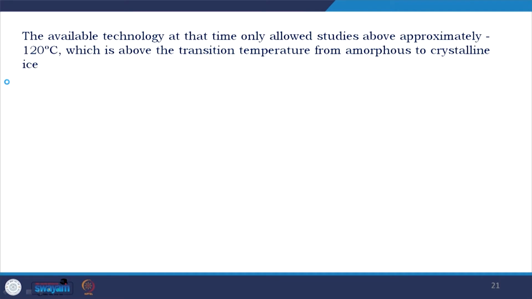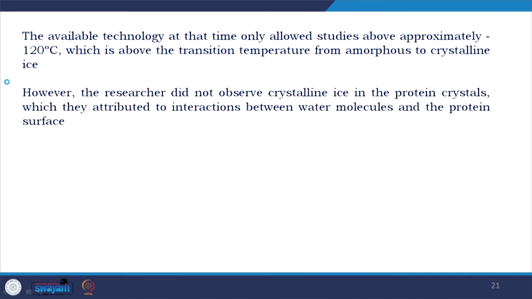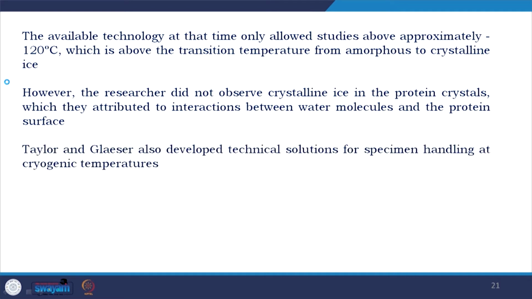The available technology at the time only allowed study from approximately minus 120 degrees centigrade, which is above the transition temperature from amorphous to crystalline. However, the researchers did not observe crystalline ice in the protein crystals, which they attributed to interaction between water molecules and the protein surface. Taylor and Glaeser also developed technical solutions for specimen handling at cryogenic temperature.